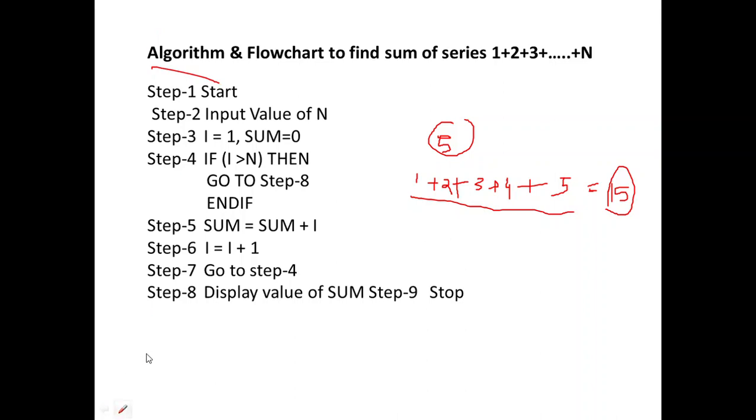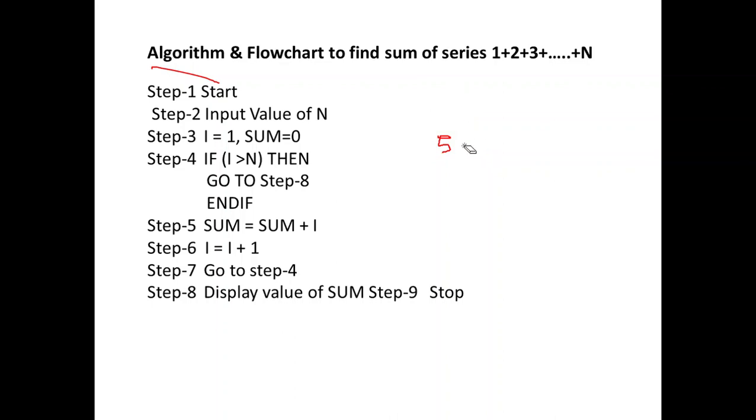Let me erase all these things. So here is step 1. Step 1 is about starting, right? Every algorithm starts with step 1, that is start. Now the second one is the input, the value of n. At first we have already said that we have to find the sum of 5 natural numbers, so the count will be stored in n, and the value of n will be 5.